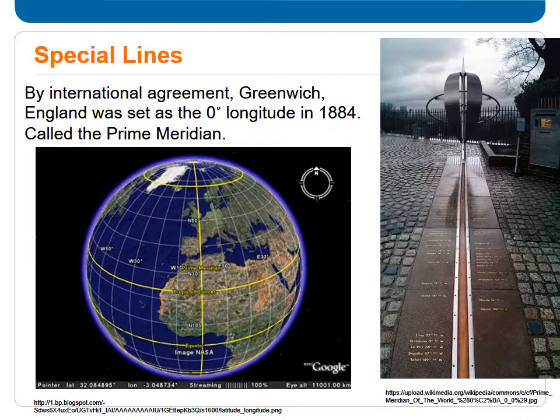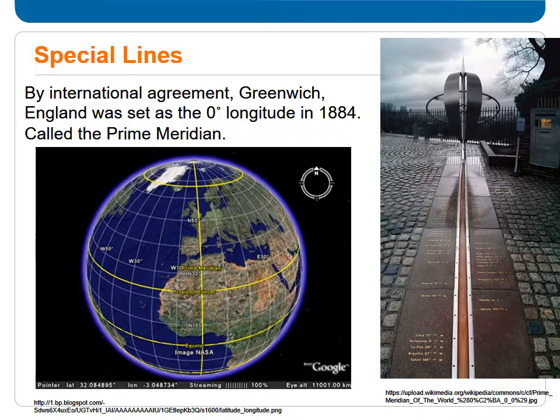There are 5 special lines of latitude and 1 special line of longitude. By international agreement, Greenwich, England was set as the 0-degree longitude in 1884. It's called the prime meridian. The intersection of the equator, which is the 0-degree latitude, and the prime meridian is the origin of the latitude-longitude coordinate system.